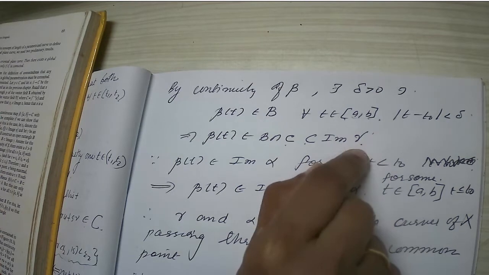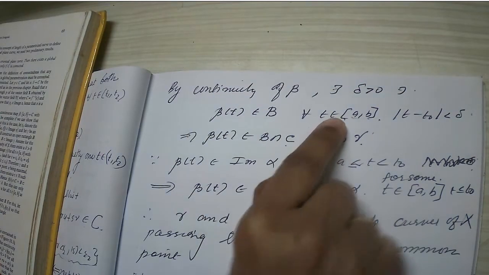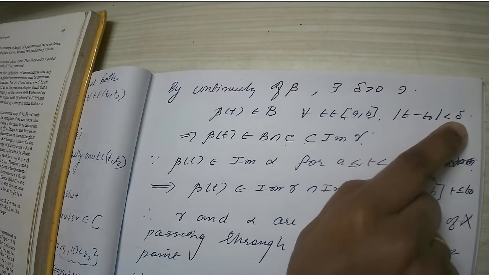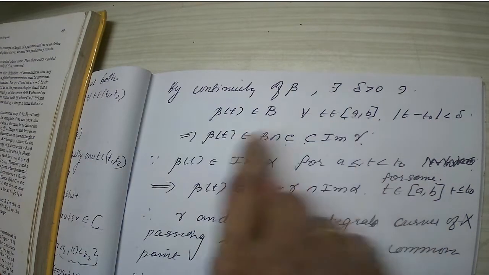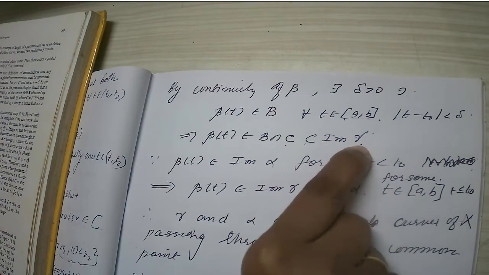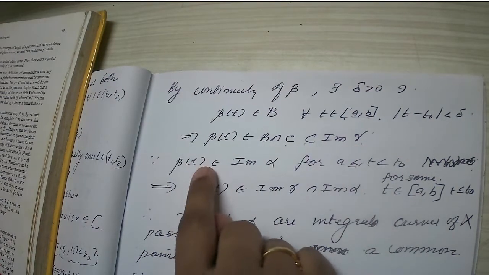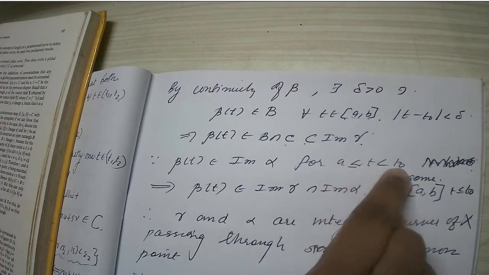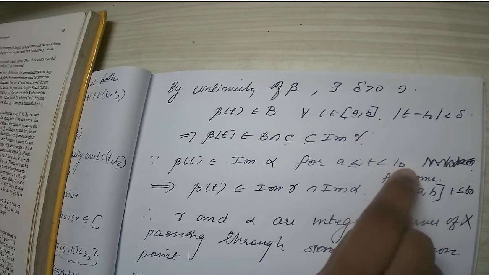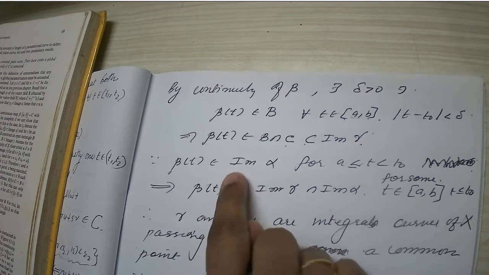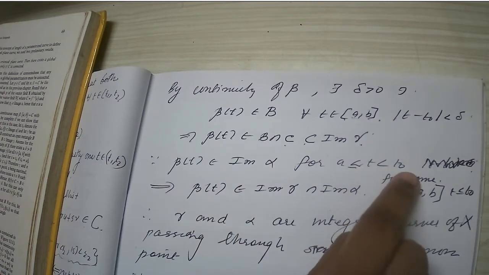Okay. So, what is beta of t? Beta of t is coming from this, with the modulus of t minus t naught less than delta, such t we are taking. Okay. So, this beta of t is an element of the image of gamma, but we also already know that beta of t is an element of the image of alpha up to t naught, correct. We have taken the least upper bound as t naught and such a collection we have taken. So, beta of t will come in the image of alpha up to the point t naught.